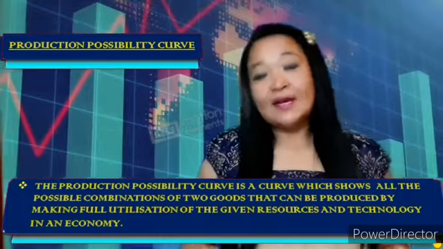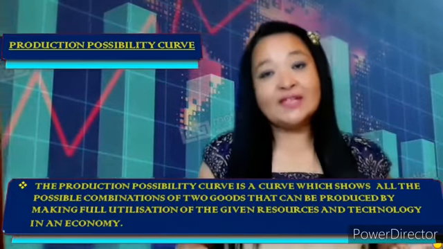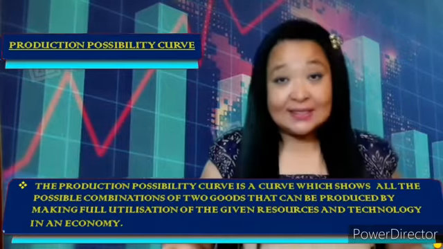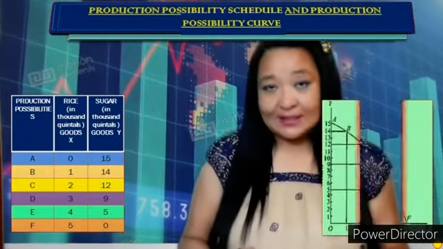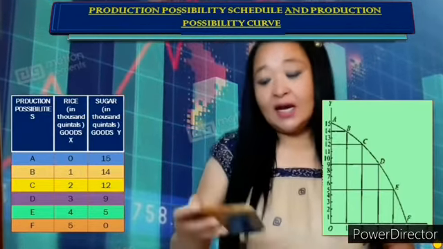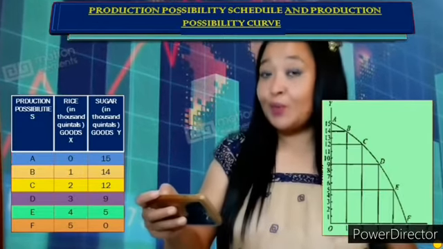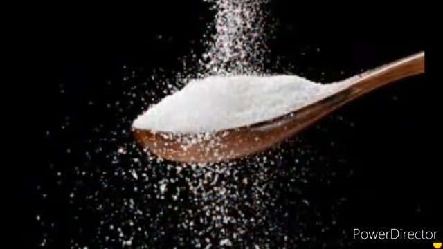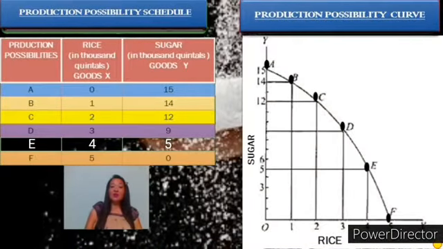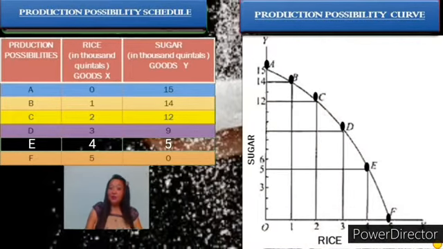So this particular concept can also be explained in the form of a diagram using PPS, that is production possibility schedule, and PPC, that is production possibility curve. Alright, now let us see what is PPS and what is PPC. With the help of this diagram, I'm going to help you understand more what a production possibility curve is. So this is your production possibility schedule and this is your production possibility curve.